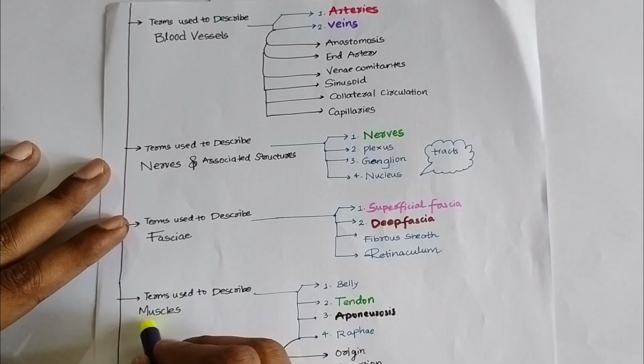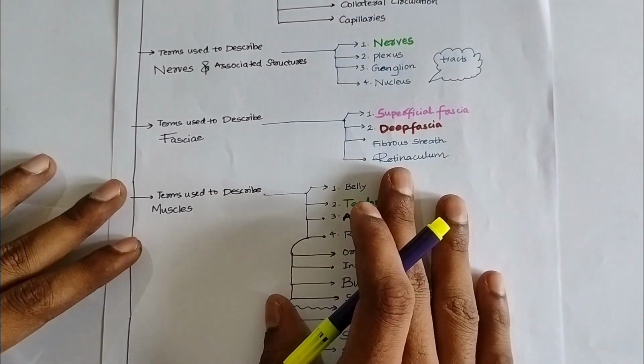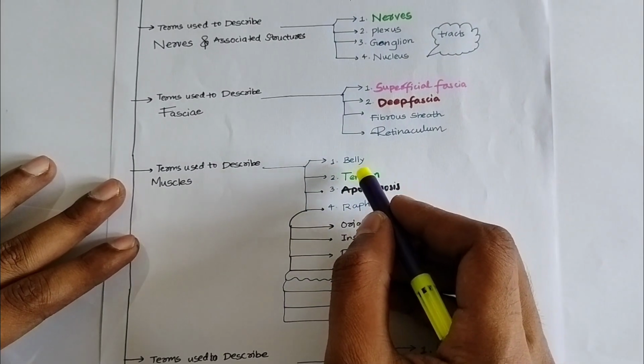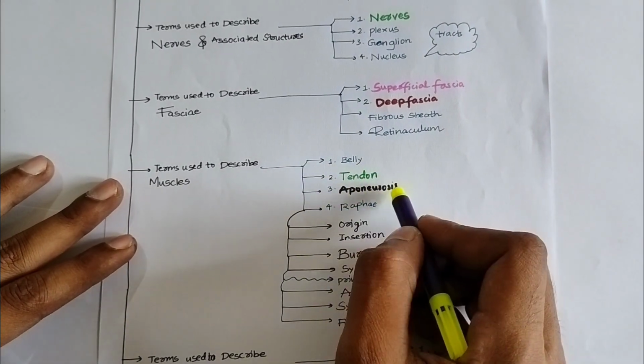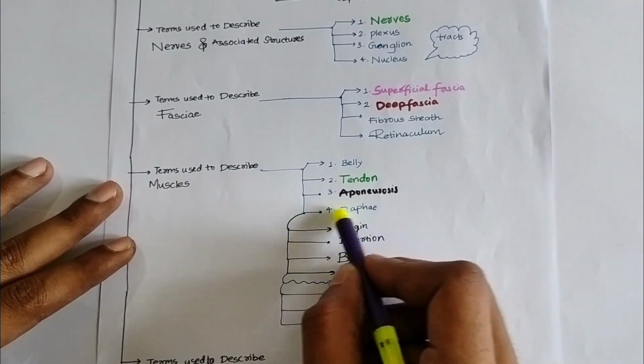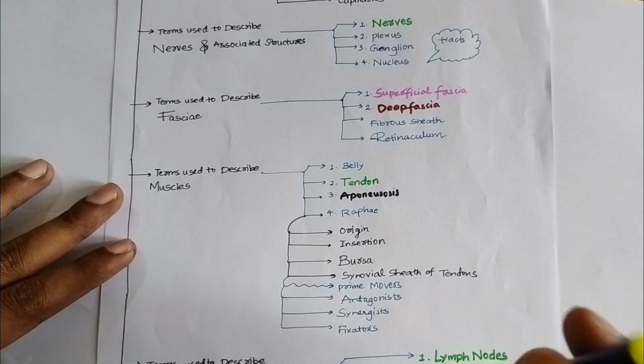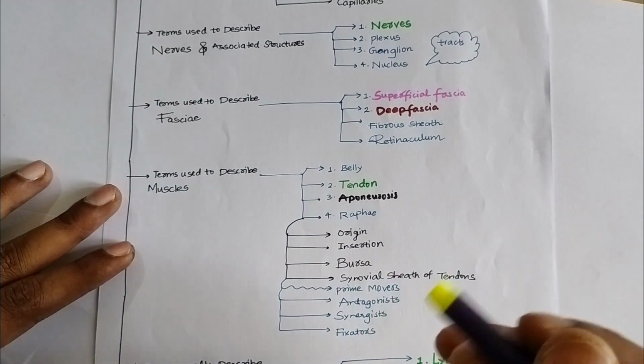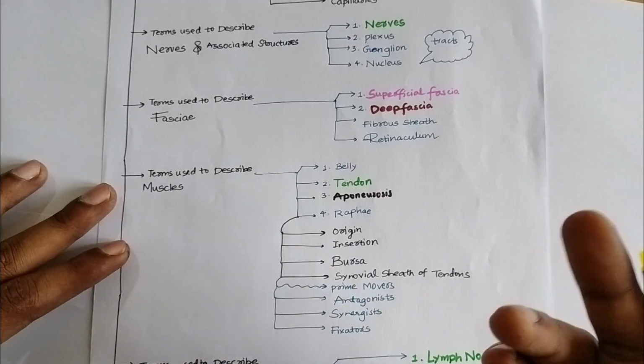The terms used to describe muscles, like belly, what is the muscle belly, tendon, what is aponeurosis, raphe, origin, insertion. And in viva they will surely ask what is the origin of this muscle, or what is the insertion of this muscle, biceps muscle, triceps muscle.